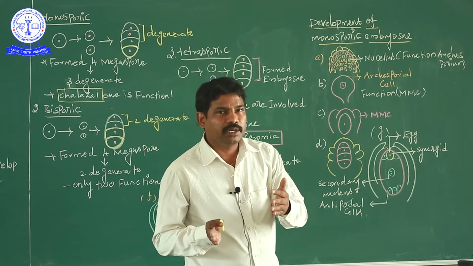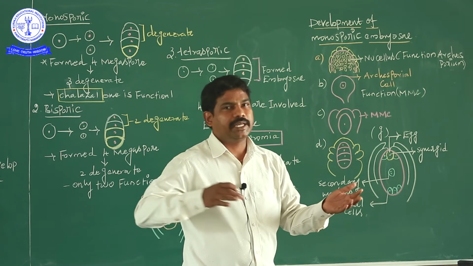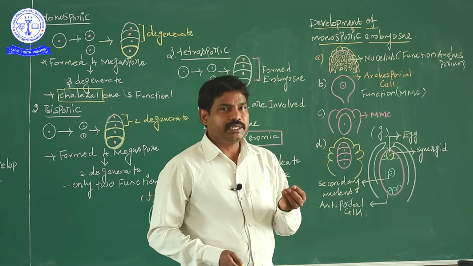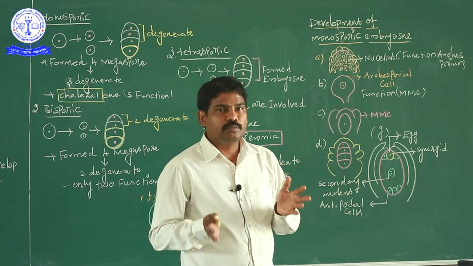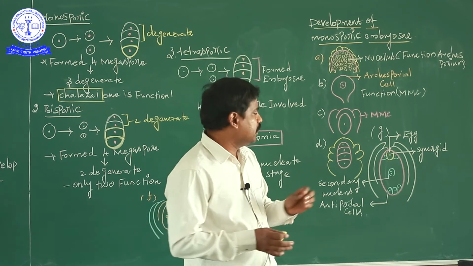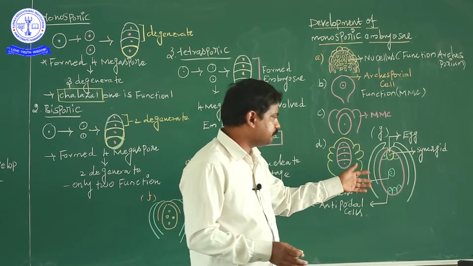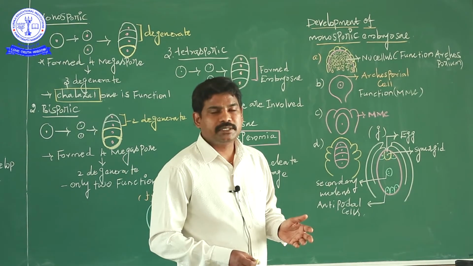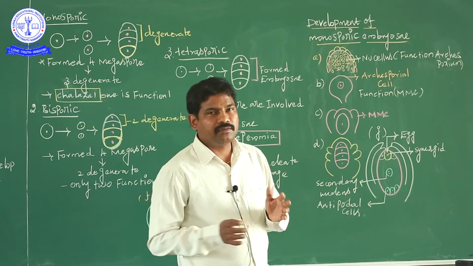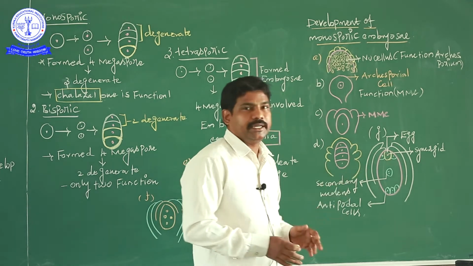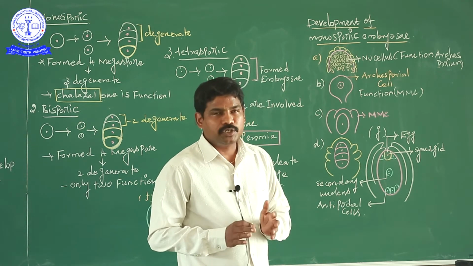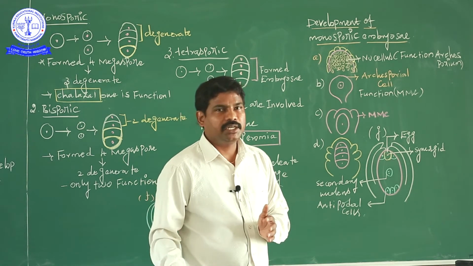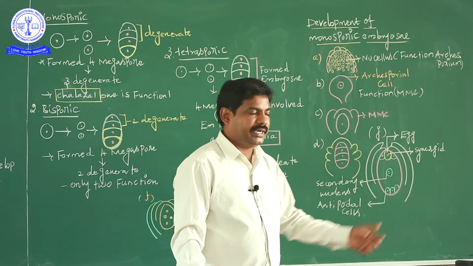The differentiation for endosperm is between gymnosperm and angiosperm character. Gymno means open, angio means box. In gymnosperms the endosperm forms before fertilization, and in angiosperms it forms after fertilization. Endosperm is formed after fertilization in angiosperms and before fertilization in gymnosperms.